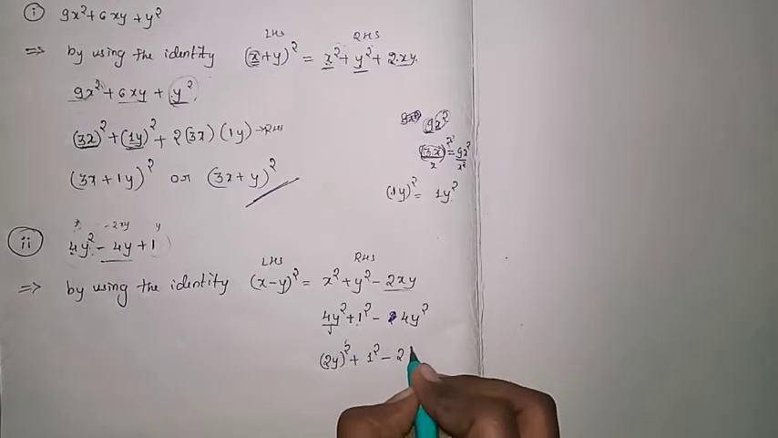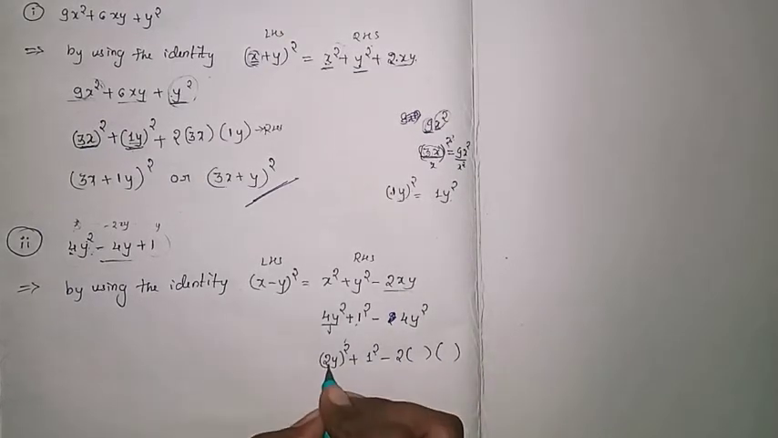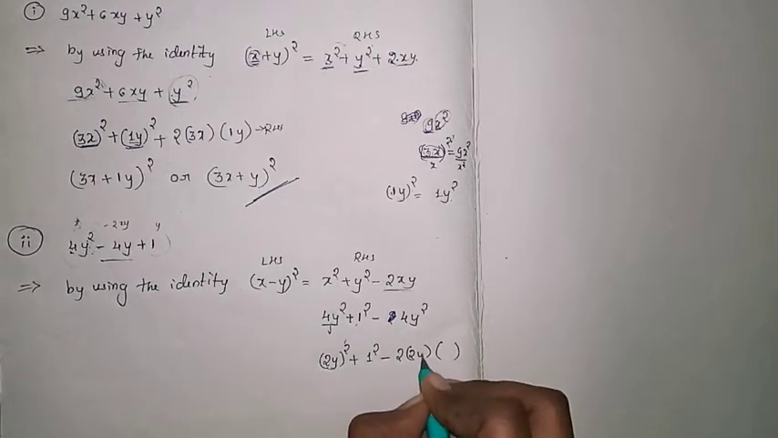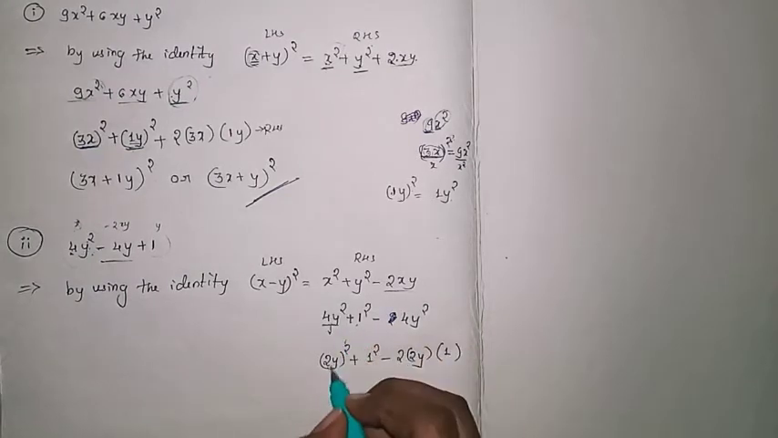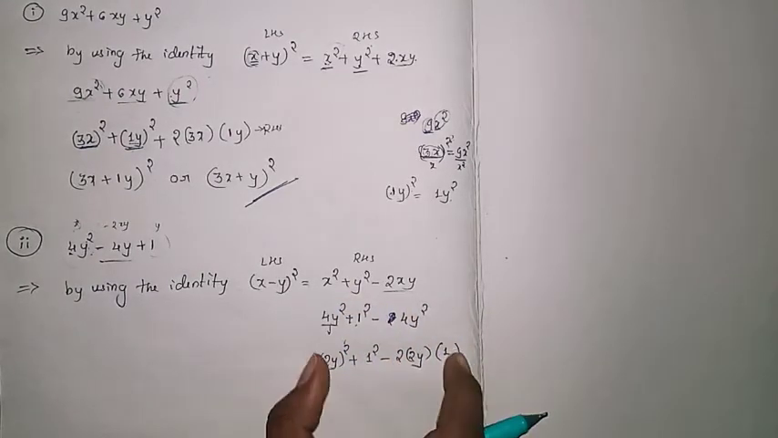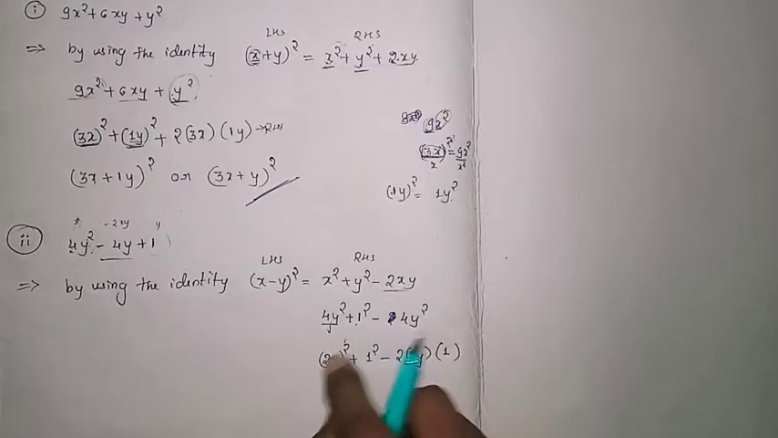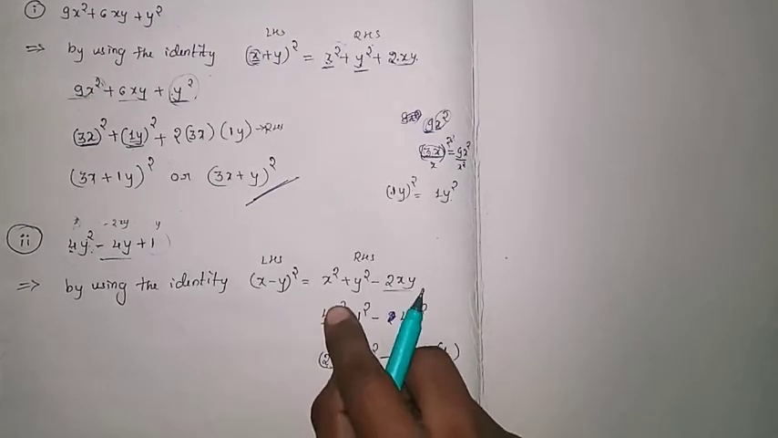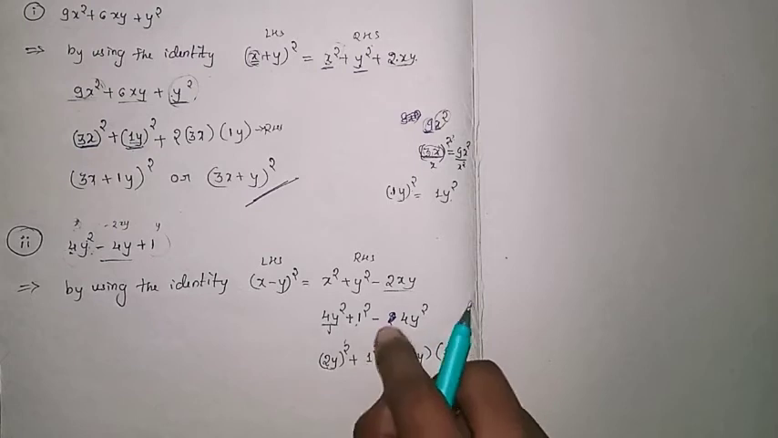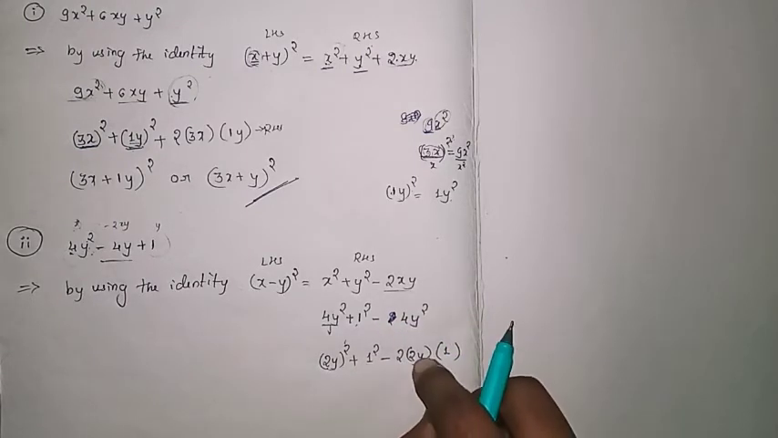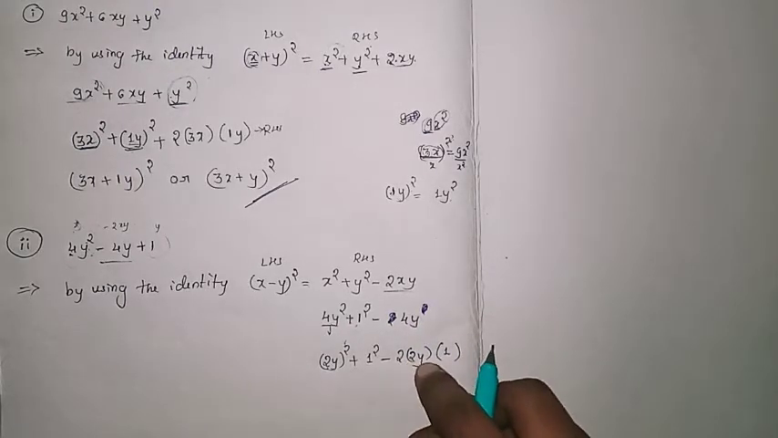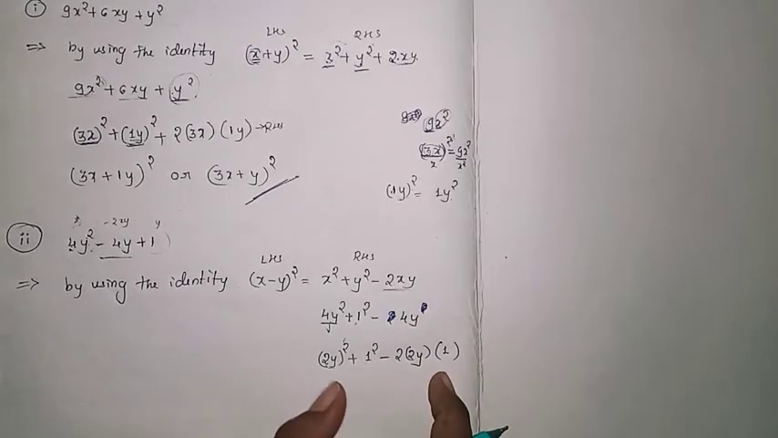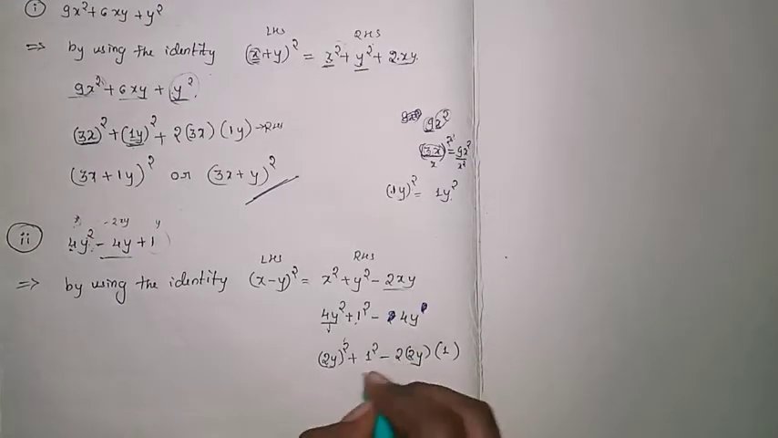Minus 2 into x into y. What we have considered x here, that is 2y. What about y? That is 1. So now check whether you wrote right or not. So 2y square, 2 square is 4y square. 1 square is 1. Minus 2, 2 twos are 4, and y term. So it is 2, 2 twos are 4, 4y. So that means we have adjusted. So this is our RHS term.